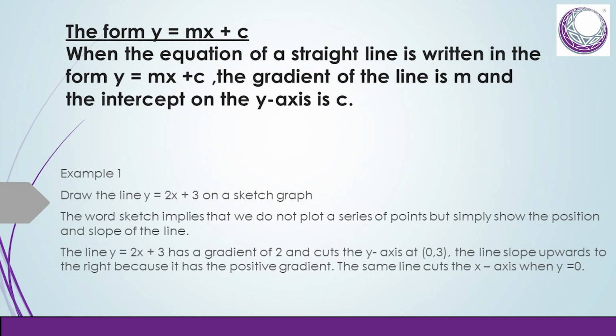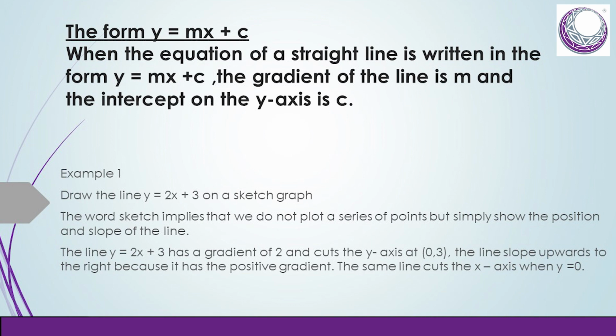Now let's move on to the form. An equation of a straight line can be written in the form y is equals mx plus c. Now this particular m that you see here stands for the gradient, and this particular c here stands for the y-intercept. Now, what do I mean by y-intercept? I mean where the line cuts the y-axis. So, given an equation in its standard form, you should be able to know, number 1, its gradient, and number 2, where the line cuts the y-axis.